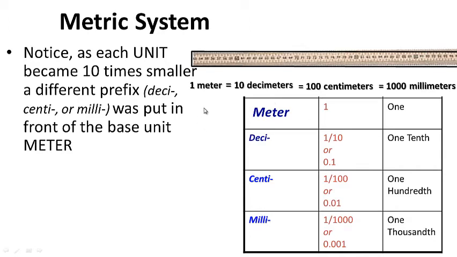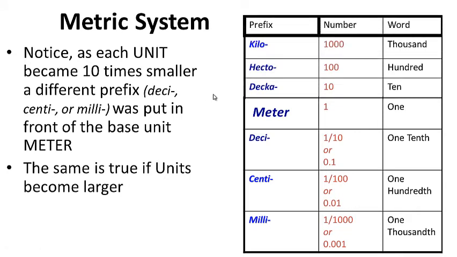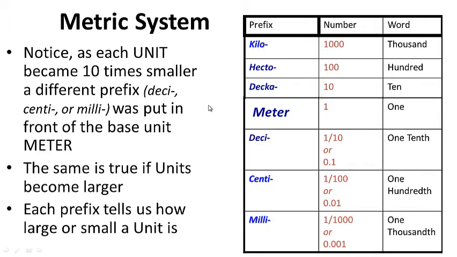All right, so the same is true if units become larger. For 10 meters, we put a prefix in front of it and we get a decameter, 10 meters. A hectometer has 100 meters. A kilometer has 1,000 meters in it. So each prefix here tells us how large, or in this case, small a unit is.